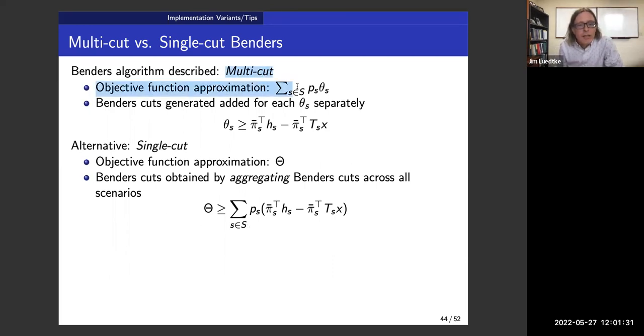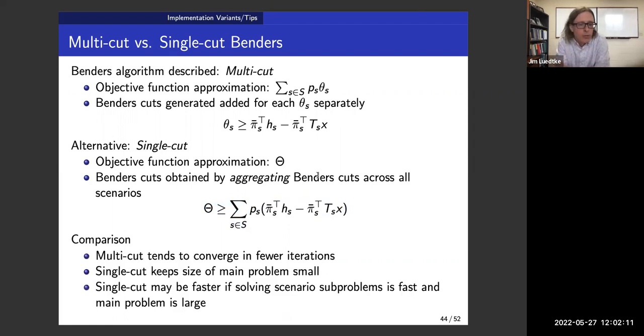First of all, as I described it, I introduced what's known as the multi-cut version of Benders, where we have a separate variable theta_s for every scenario, and then I add Benders cuts separately for every scenario. An alternative is known as a single cut method, where I have just a single variable theta that represents the overall expected value function across all scenarios. When I add Benders cuts, I generate the Benders cut for every scenario individually, and then I aggregate them together according to their probability weights. And so I get a single cut that brings all the information together.